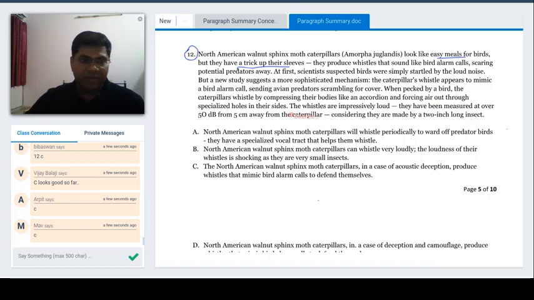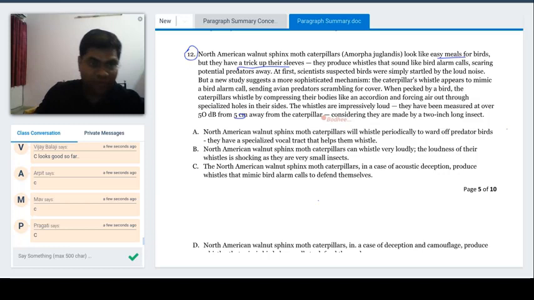When pecked by a bird, the caterpillars whistle by compressing their bodies like an accordion and forcing air out through specialized holes in their sides. The whistles are impressively loud. They have been measured at over 50 dB from 5 cm away, considering they are made by a 2-inch long insect. So when you read the passage, people, what are the words that frequently strike you?